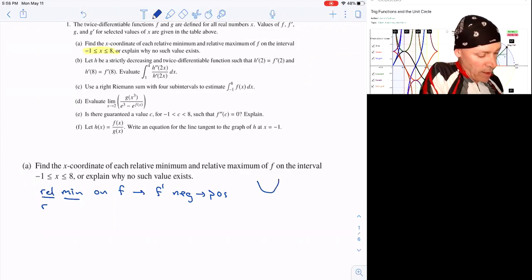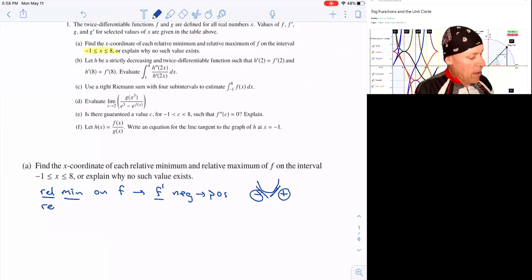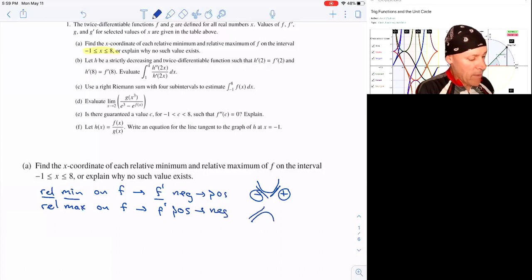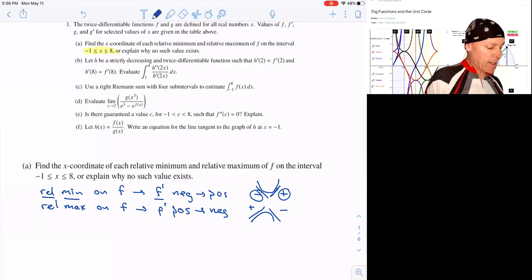Then I'm just drawing tangent lines. That tangent line has a negative slope. I draw another tangent line after the relative minimum, and that one has a positive slope. So my derivative f prime went from negative to positive. And a relative max on f is going to be indicated by the derivative f prime going from positive to negative. There's my max. There's a positively sloped tangent line, and after the max, my tangent line would have a negative slope. So really what I've got to key in on is my row for f prime.